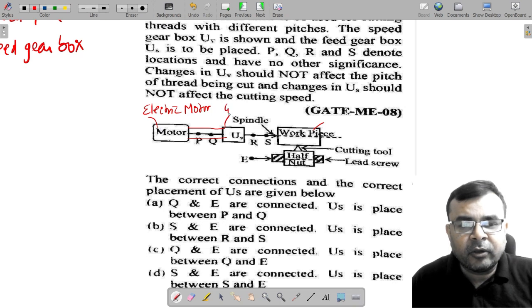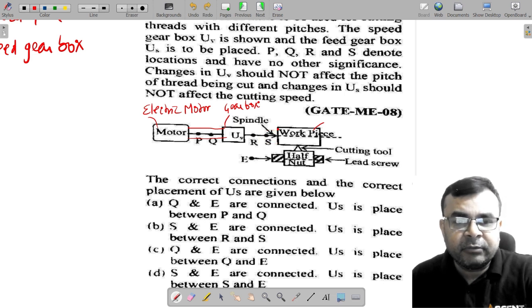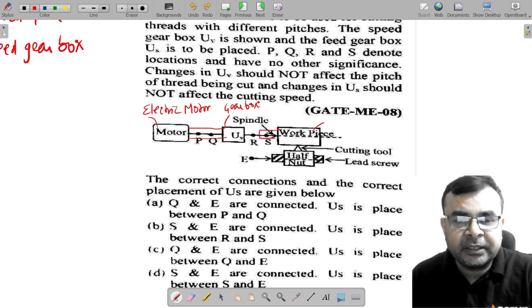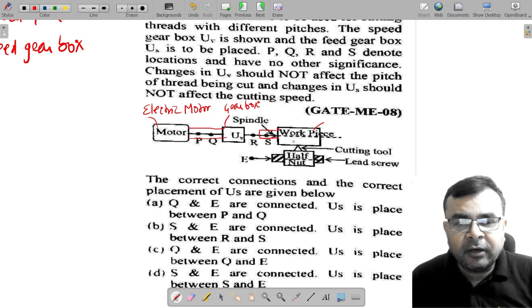And this is the speed gearbox. With the help of this speed gearbox, we can control the speed of the spindle. You can see here we have a spindle in which we have a chuck. On the chuck we can put our workpiece. Yes or no?